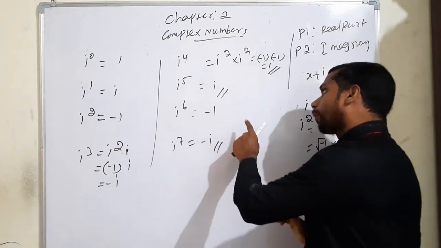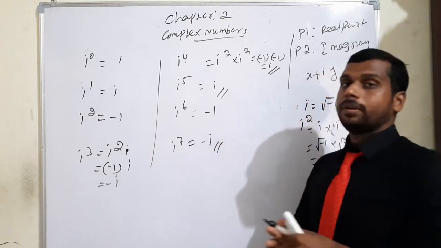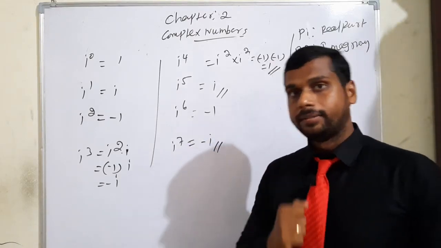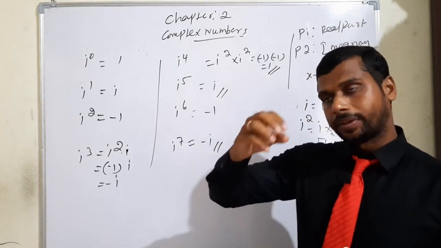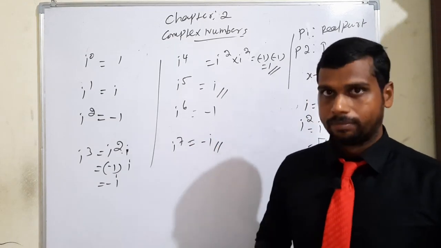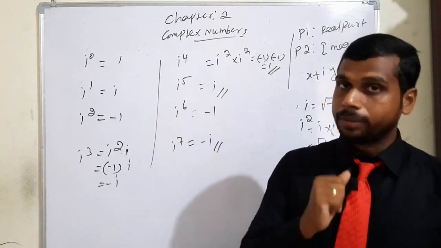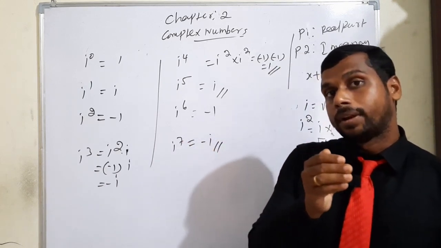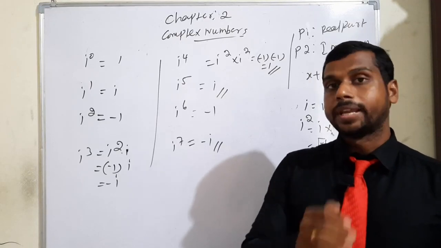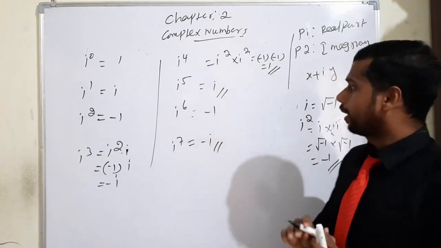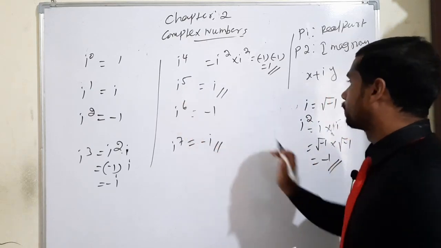Then when you write minus i, for 7, then 11, this type of number, a balance of 3 will come. Look at 7 divided by 4, 3 balance is there. Then 11 divided by 4: 2 fours are 8, 3 balance is there, that is called the negative part of i.